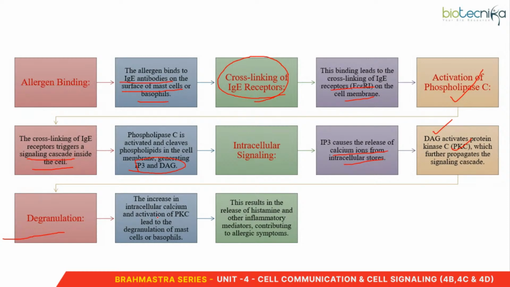Degranulation: the increase in intracellular calcium and activation of PKC will lead to degranulation of mast cells or basophils. So what does it lead to? It leads to the release of inflammatory components, contributing to allergic symptoms. So this is the pathway of immunoglobulin E with respect to phospholipase C.